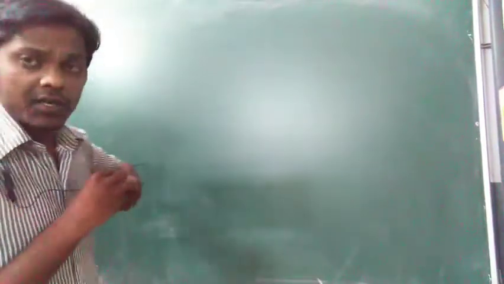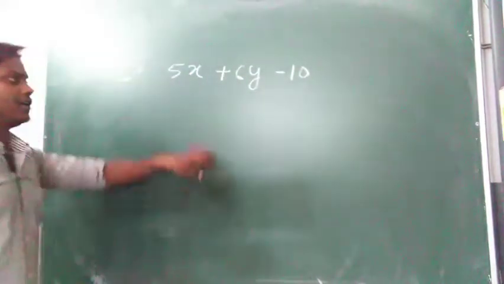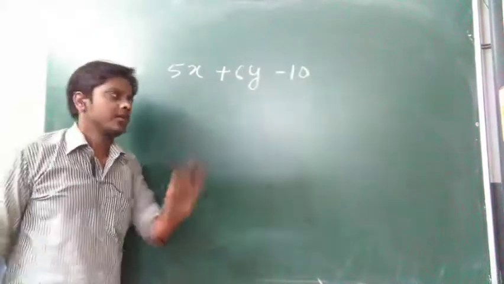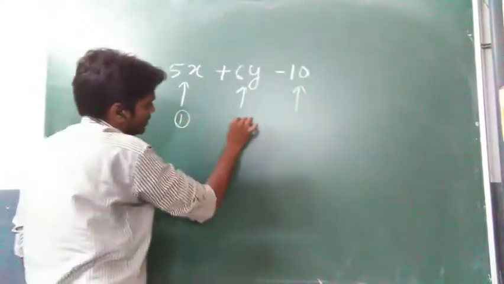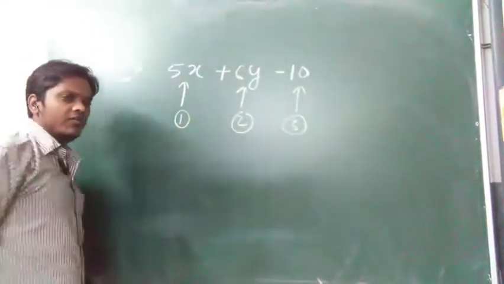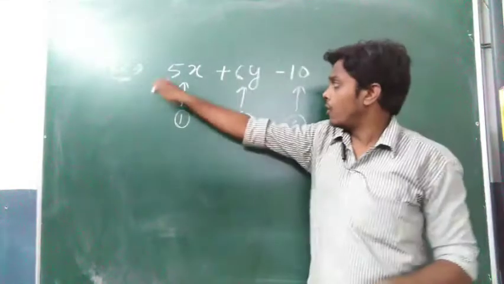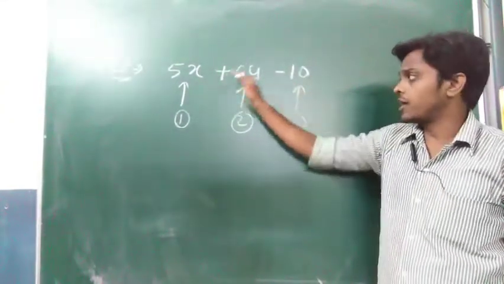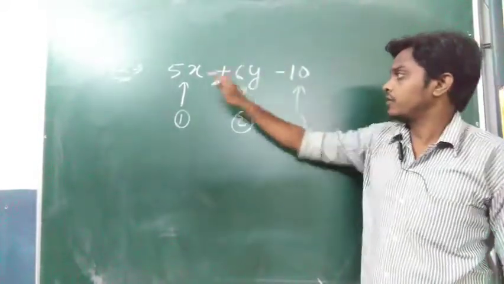Now we will see terms. For example, we have 5x plus 6y minus 10. I have taken one example. So how many terms are here? First term, second term, third term: 1, 2, and 3. In this expression, we have 3 terms. Terms are those which are separated by the plus sign and minus sign. We can count each and every term with the help of the sign.